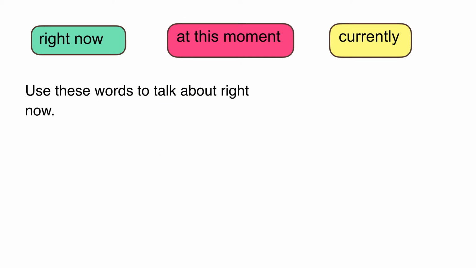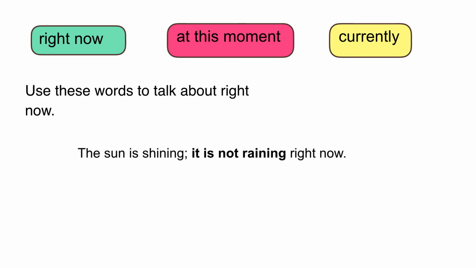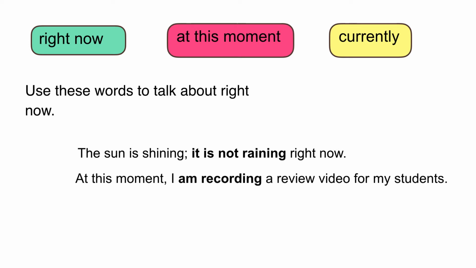Use these words to talk about right now, the present moment. Right now, at this moment, and currently. The sun is shining. It's not raining right now. At this moment, I'm recording a review video for my students. What verb tense is this? It's the present progressive tense. We use the present progressive tense to talk about the present moment, right now.